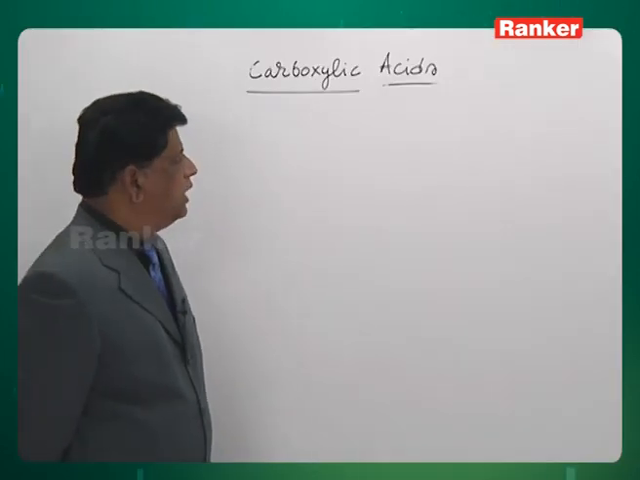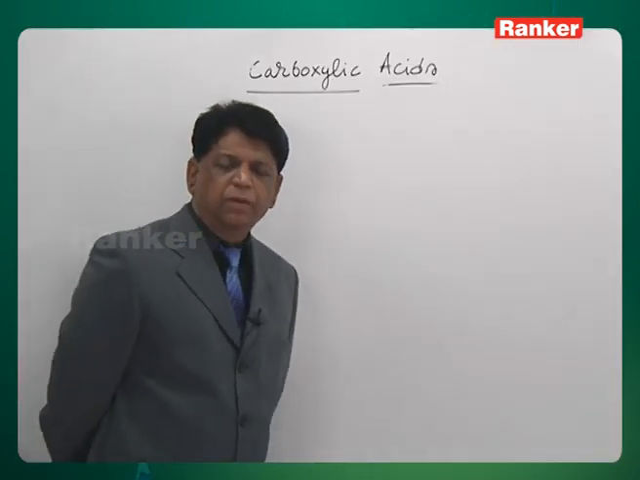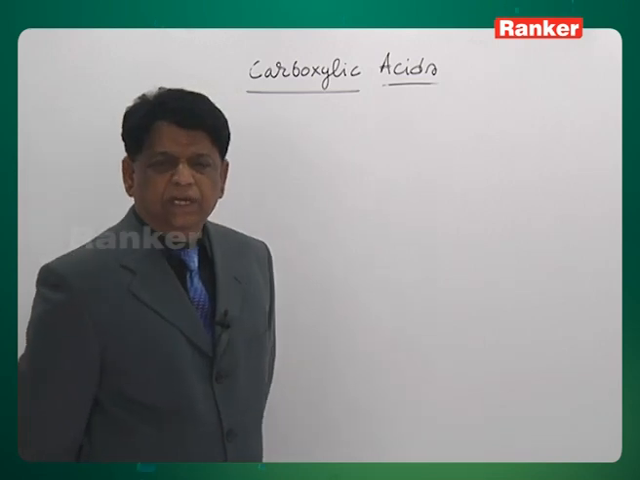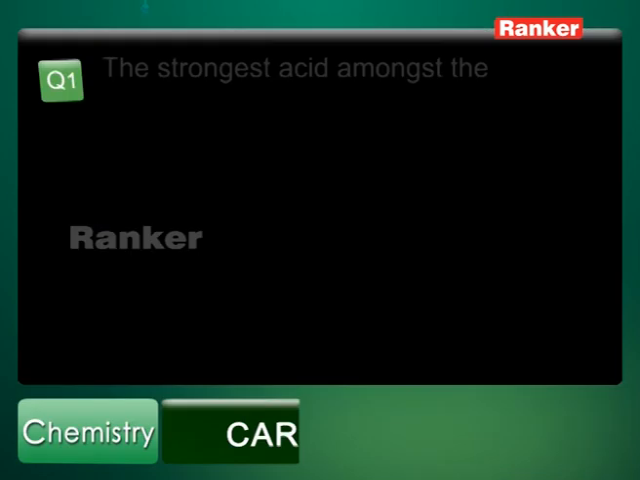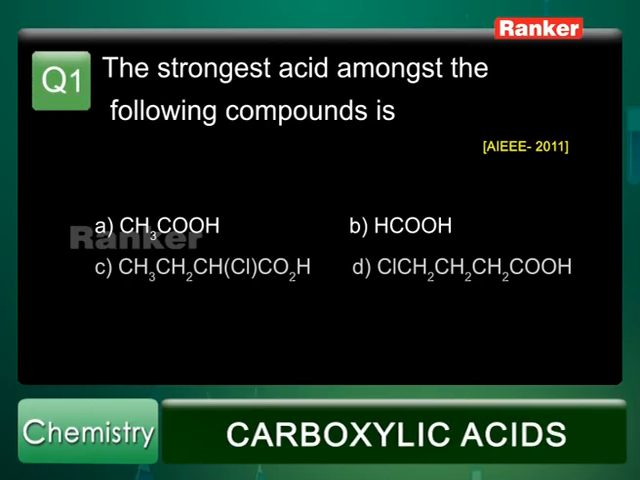So let's go and discuss some questions from the IEEE. The recent question, that is a 2011 question, is the first question. The strongest acid among the following compounds. So he wants the acid which has more acidity. Options are given as acetic acid as the first option, formic acid as second option.